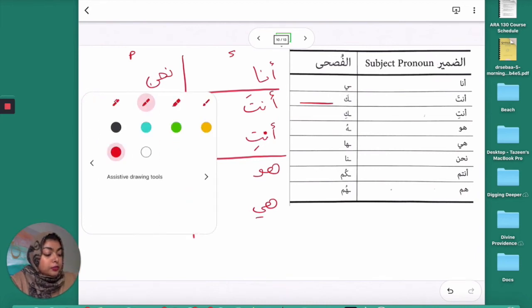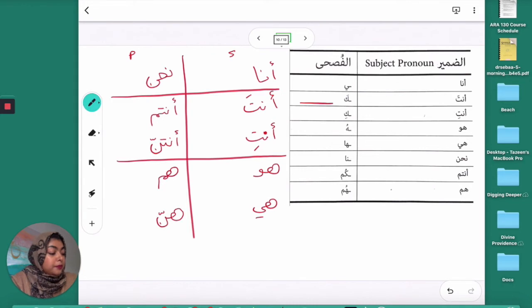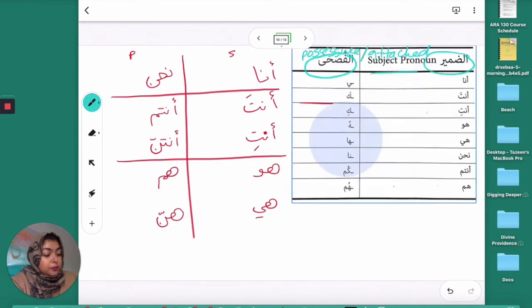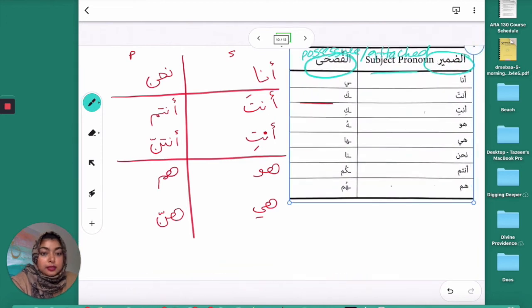Okay. So these right here, put this in blue. These right here are what we call subject pronouns. This column right here, Al-Fusha, they just labeled that so you could see the difference between the dialects, because to the left of that chart you see Shami wal Masri. We're not covering Shami and Masri, we're just covering Fusha. But this column is what you would call possessive, or you can call it attached. Okay, possessive or attached pronouns. That's what the second column is.